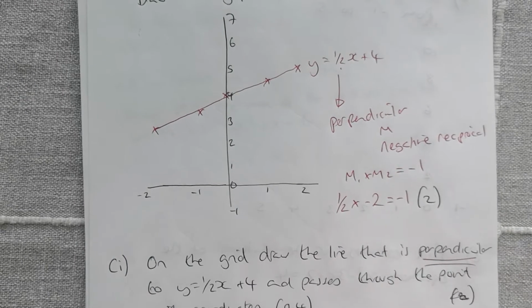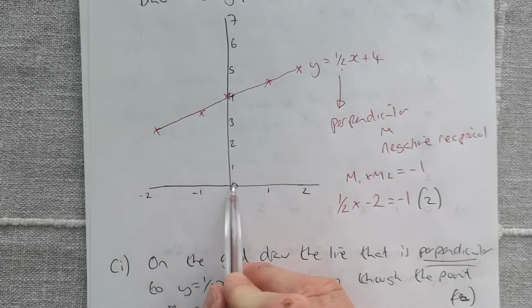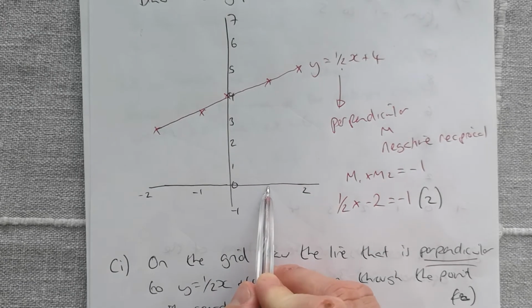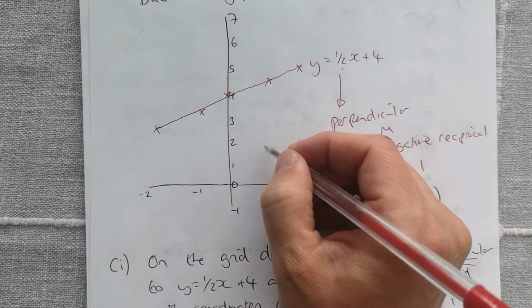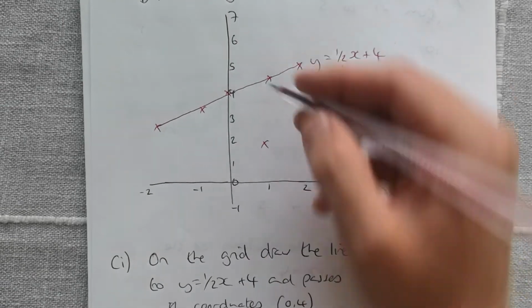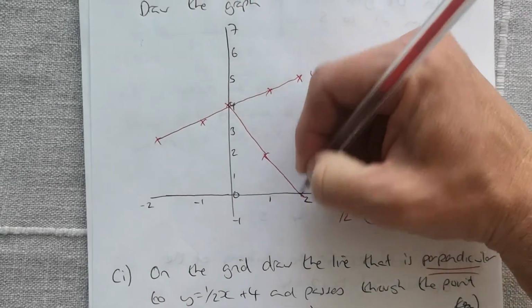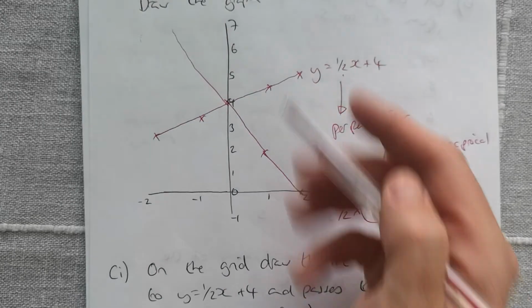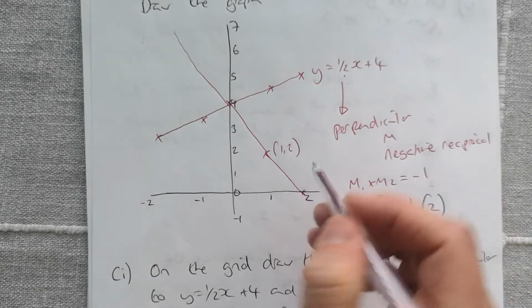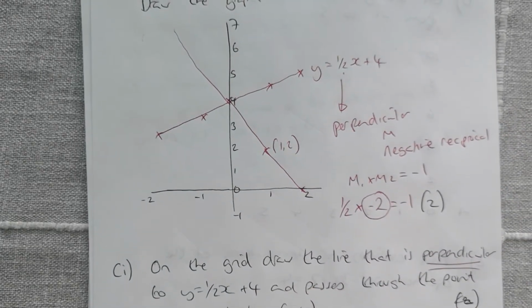Okay, and going through the point 0, 4. So that means for every one along, it must go down by 2. Okay, so it must be there. So 1, 2 will be a point. Once you've got that, and then it'll be 2, 0. Okay, you can just get your ruler. Once you've got, join it up. All right, so let's label that. That's 1, 2. Okay, it's really important, and obviously goes through 0, 4. If you get those 2 points, it's going to be fine.